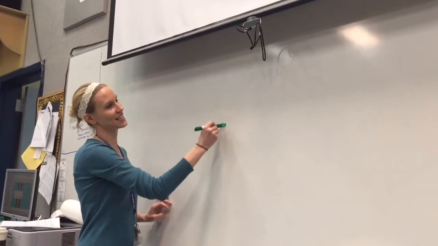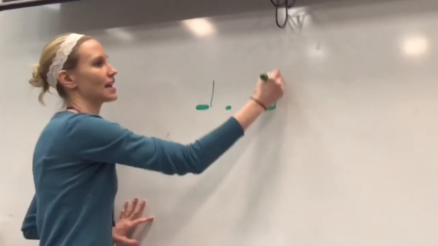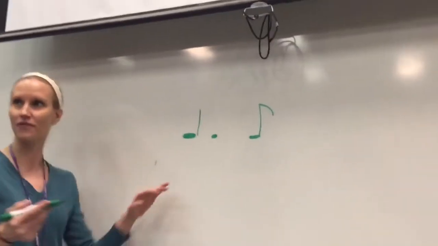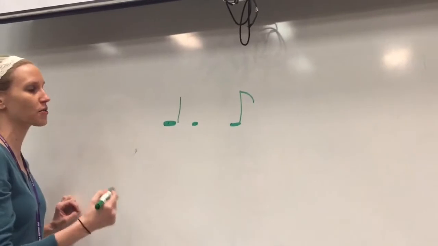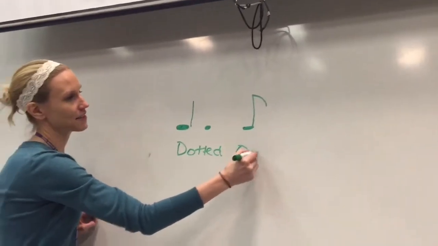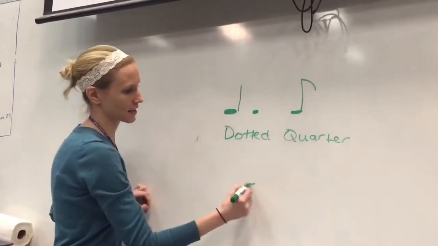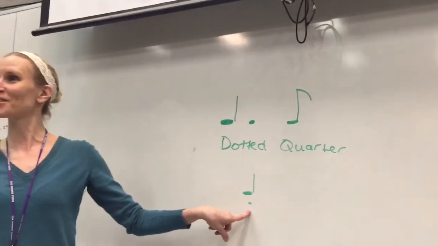Of the day is a dotted quarter note. Usually a dotted quarter note is followed by an eighth note, although it doesn't have to be. For our rhythm of the day, it's going to be an eighth note following the dotted quarter. Okay, now this dotted quarter is different than this kind of quarter note with a dot. What does this dot do to the quarter note?